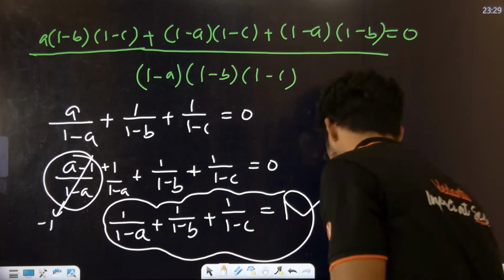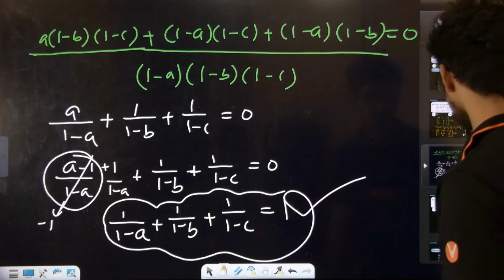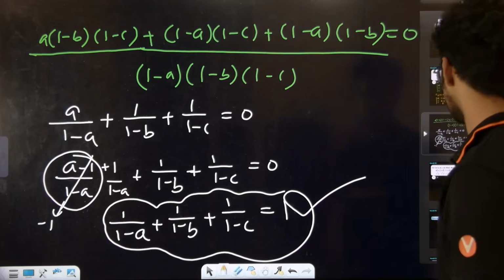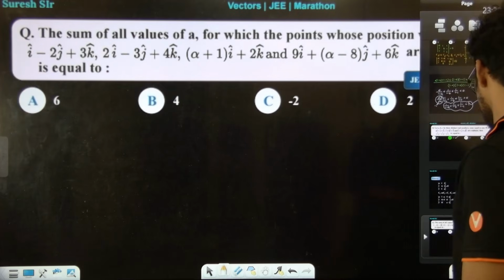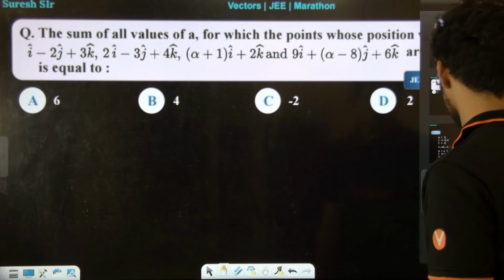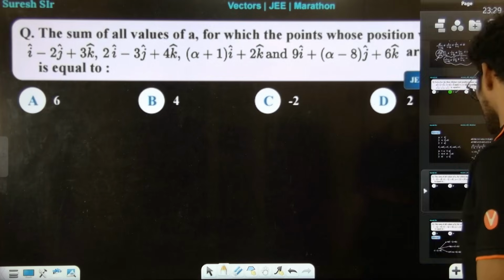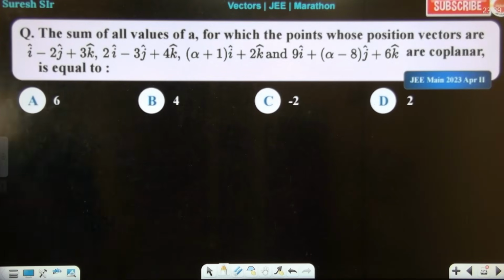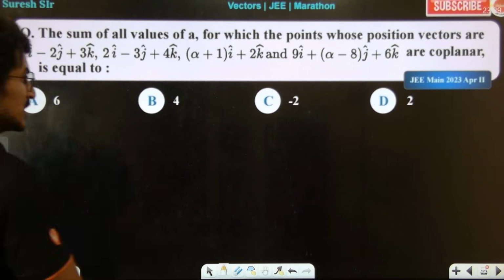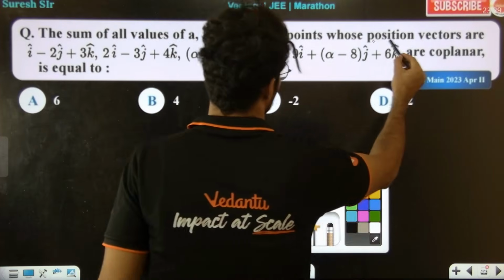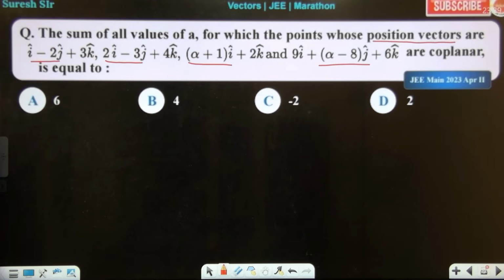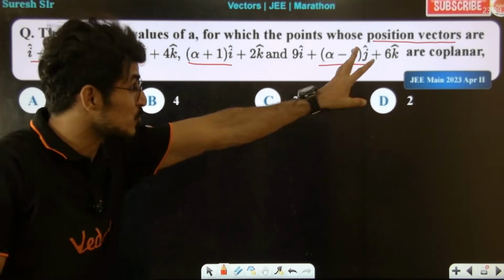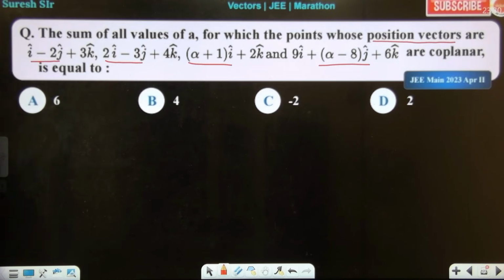Sir, now we will do one thing. We'll check. See, option B is the right answer. Next question. So the sum of all the values of A for which the points whose position vectors are this and this are coplanar. Sum of all the possible values of A for which the points whose position vectors are coplanar.